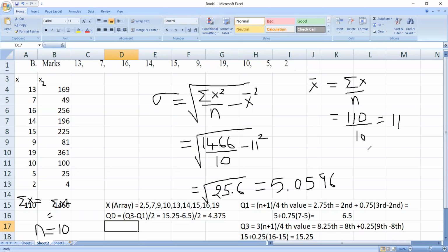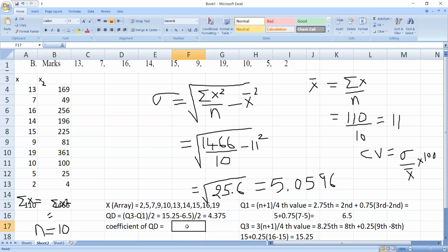Compute coefficient of QD. Also obtain CV, that is mean and standard deviation. So write the formula for coefficient of variation: standard deviation by mean into 100. And compute that also. Give me the value of coefficient of QD. How much? 50.9.